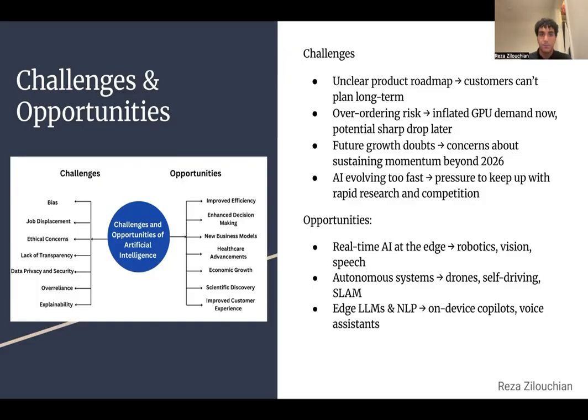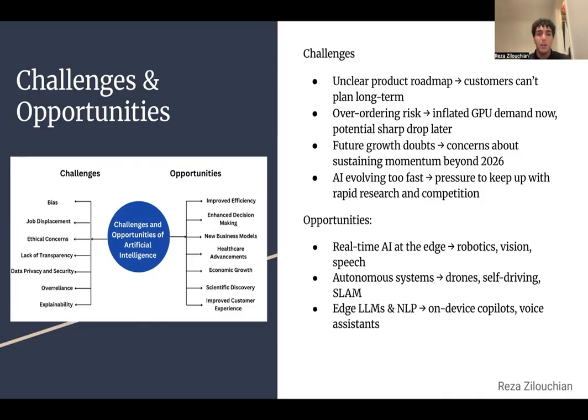Second, there's a problem with over ordering to make sure that they get enough supply. Some companies are ordering way more GPUs than they actually need. That inflates today's demand, which also raises the risk of a sharp drop once AI training levels off, which analysts expect could happen within the next 12 to 18 months.